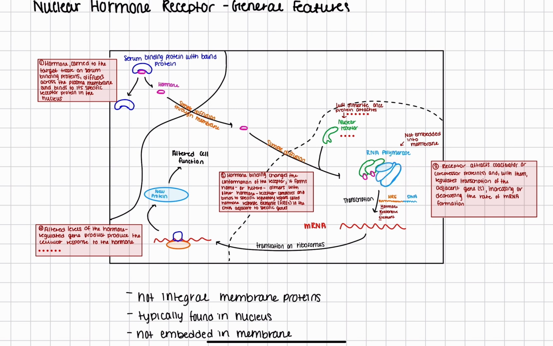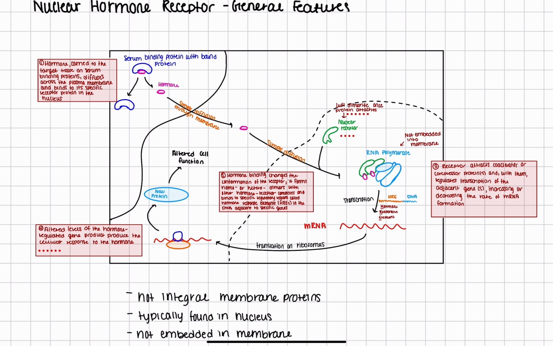Once this RNA polymerase forms, transcription is going to occur, so the hormone binding changes the conformation of the receptor. It either forms homo or heterodimers with other hormone receptor complexes and binds to specific regulatory regions called hormone response elements in the DNA adjacent to the specific genes. The receptor attaches co-activator or co-repressor proteins, and with them regulates transcription of the adjacent genes, increasing or decreasing the rate of mRNA formation. So it really depends whether these blue proteins are going to either inhibit or activate the certain gene response that the hormone is going to elicit.